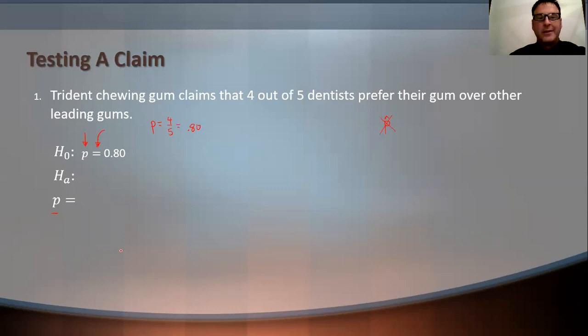Now the alternative is that it may be something different than 4 out of 5. How do we know that 4 out of 5 dentists across the world prefer Trident over any other gum? So maybe I think it's something different than 4 out of 5 or 80%, and that's what my alternative is. It's the other claim that we believe may be more truthful. And so we believe that it may be something other than 80%.